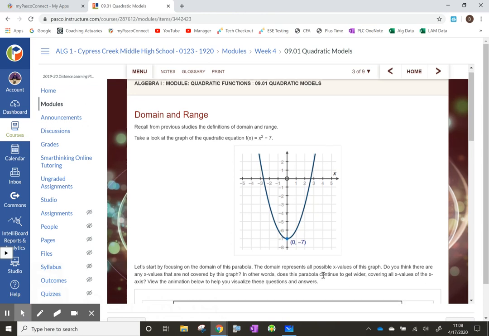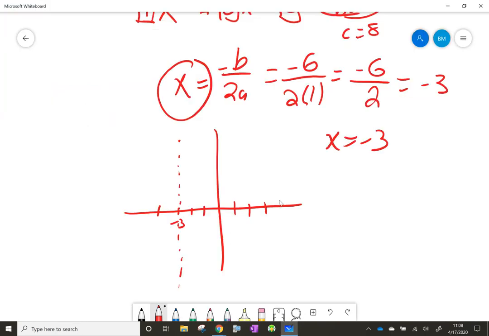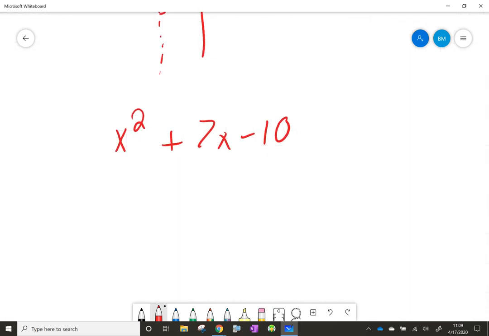All right, now before we do domain and range, let me just real quick assure that we understand the axis of symmetry again. So if I give you a quadratic like x squared plus 7x minus 10, you have to be able to identify what the a value is, what the b value is, what the c value is. So remember, quadratic of the form ax squared plus bx plus c.